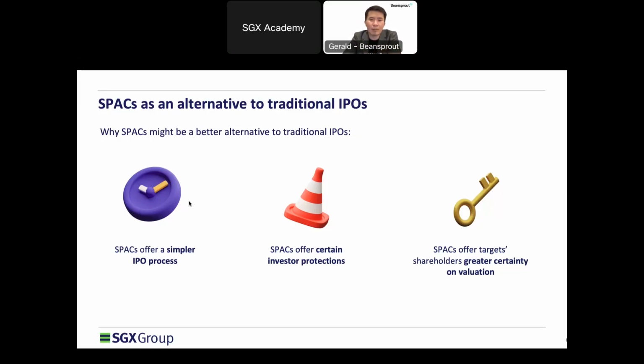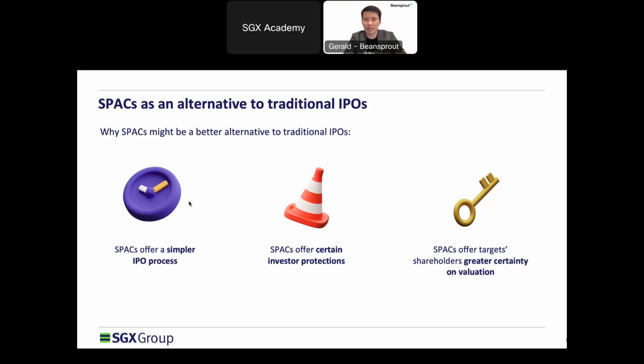Okay, next, what SPACs actually do is they offer certain investor protection. So if you're a retail investor buying into a SPAC, there are certain safeguard mechanisms in place, and these are various mechanisms that I will go through in more detail later as to what you can keep a lookout for.